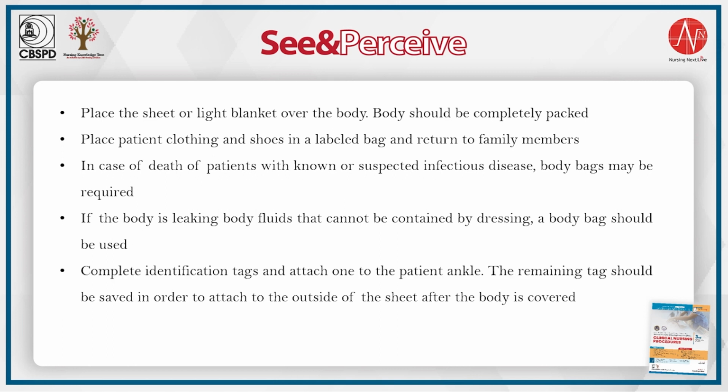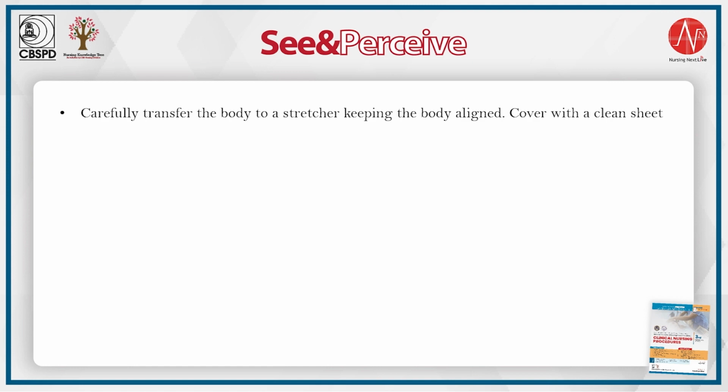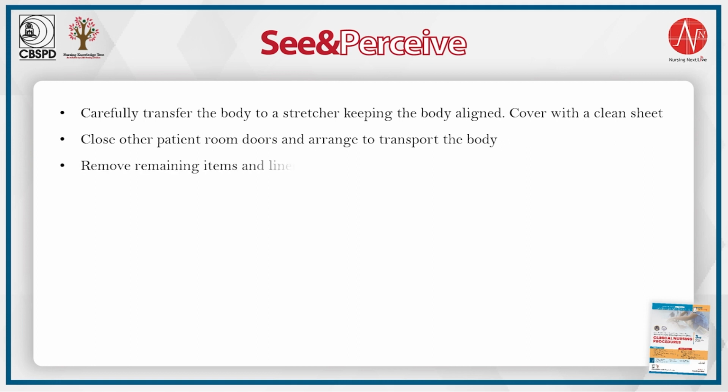Complete identification tags and attach one to the patient's ankle. The remaining tag should be saved in order to attach to the outside of the sheet after the body is covered. Arrange for transportation of the body to the mortuary. Carefully transfer the body to a stretcher, keeping the body aligned. Cover with a clean sheet. Close other patient room doors and arrange to transport the body.